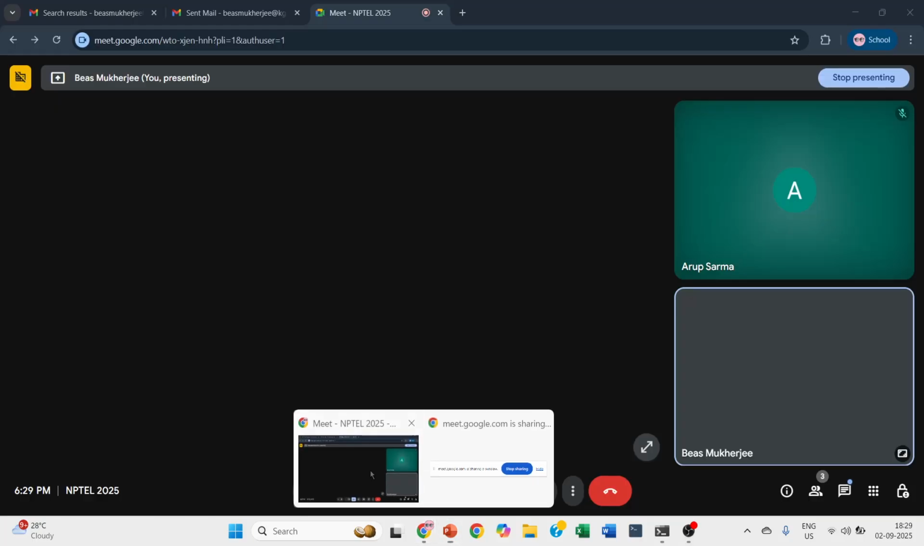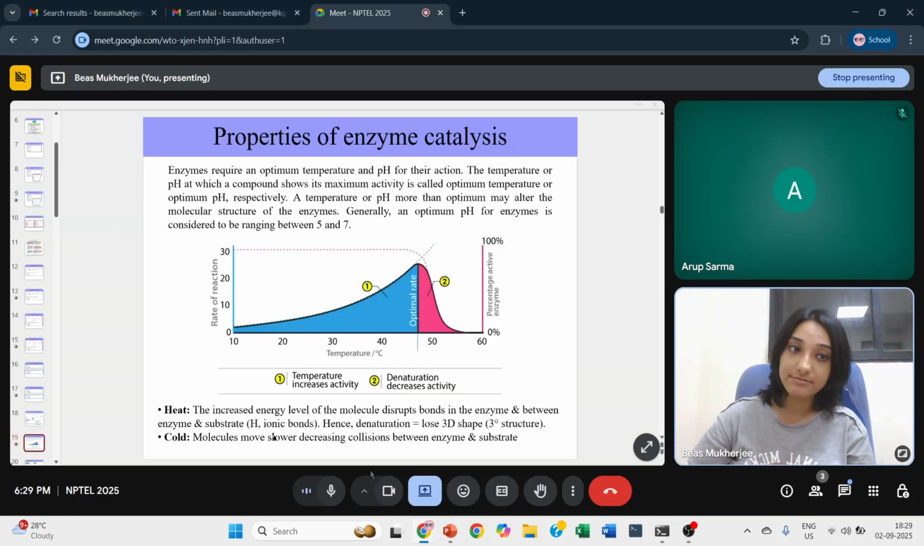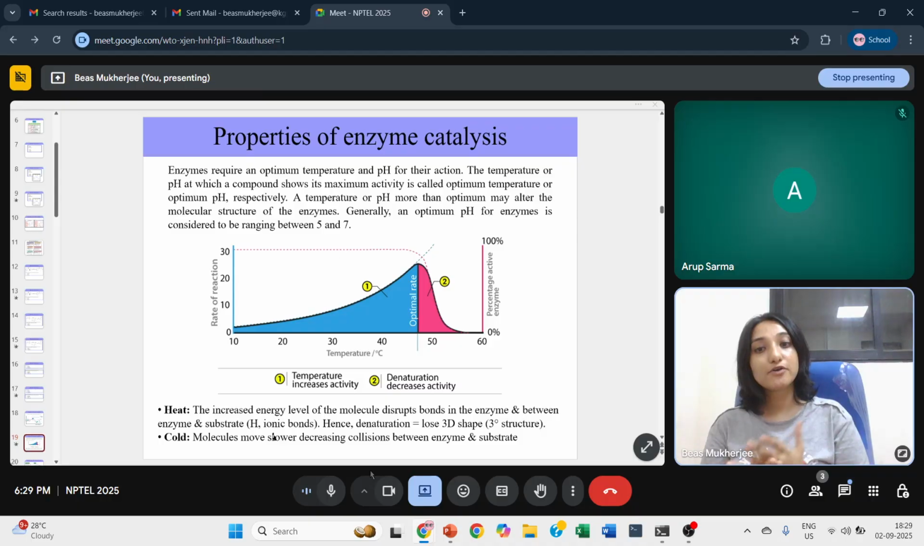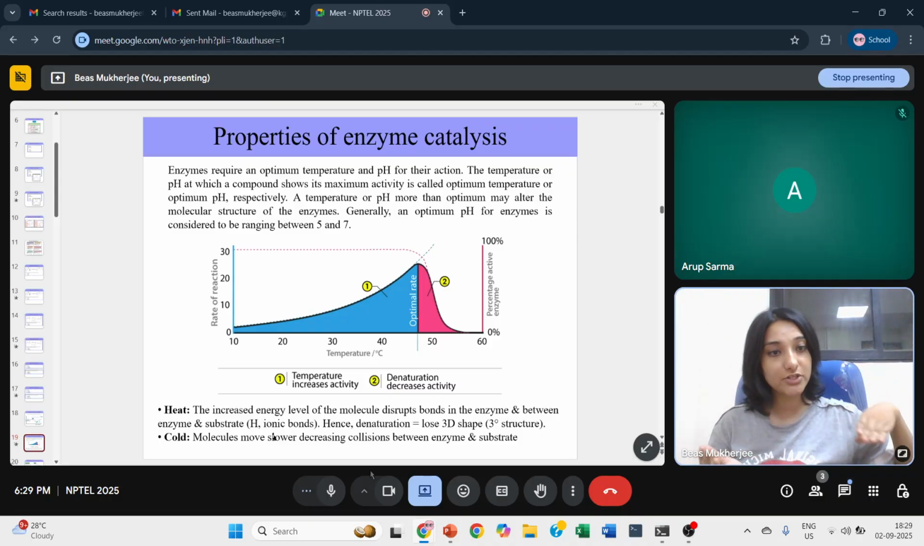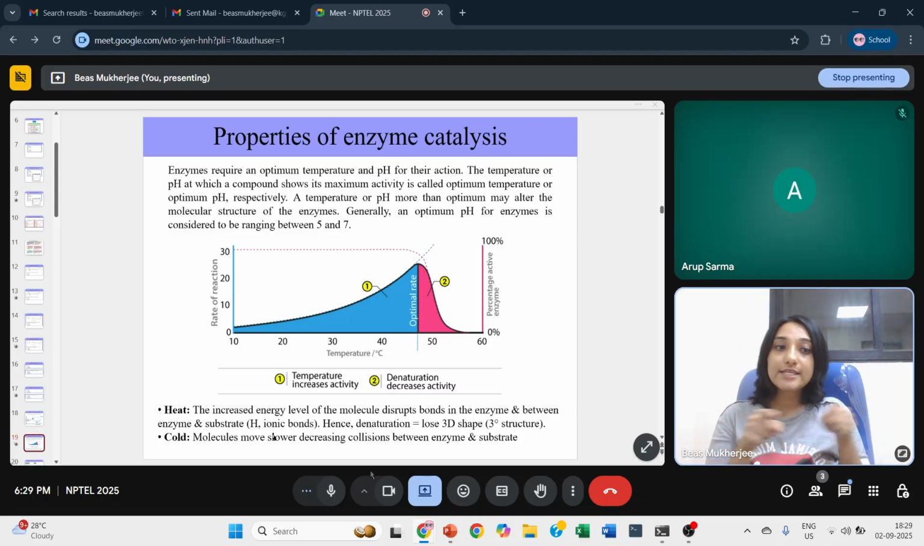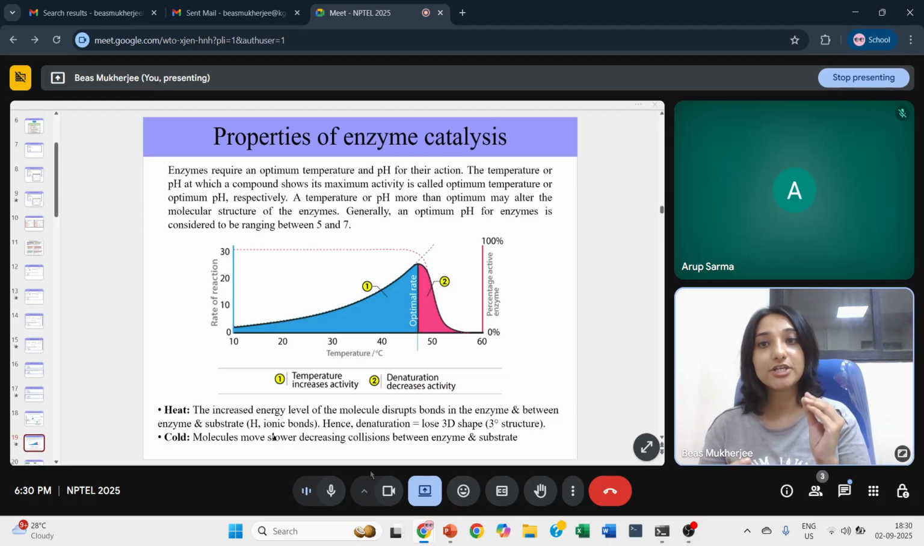Now you already know that enzymes are very sensitive to temperature and pH change, right? So enzymes perform best at a specific temperature range or specific pH range. This small range is called optimal temperature or optimal pH. So enzymes require an optimum temperature and pH for their action. The temperature or pH at which the enzyme shows its maximum activity is called optimal temperature or pH respectively, and a temperature or pH more than the optimal may alter the molecular structure of the enzyme.